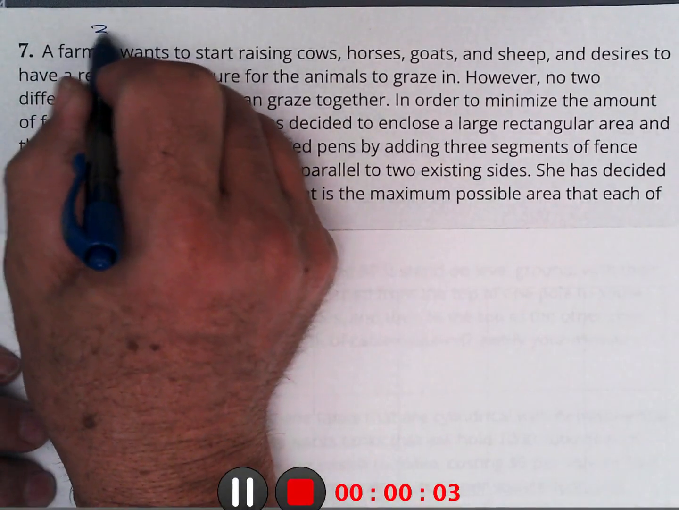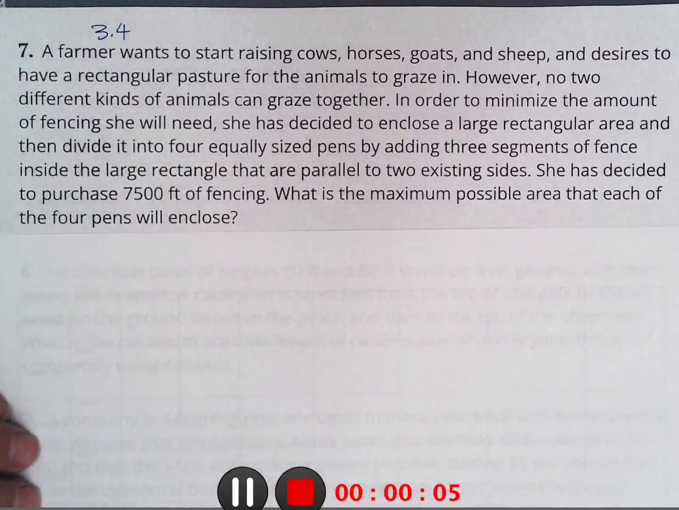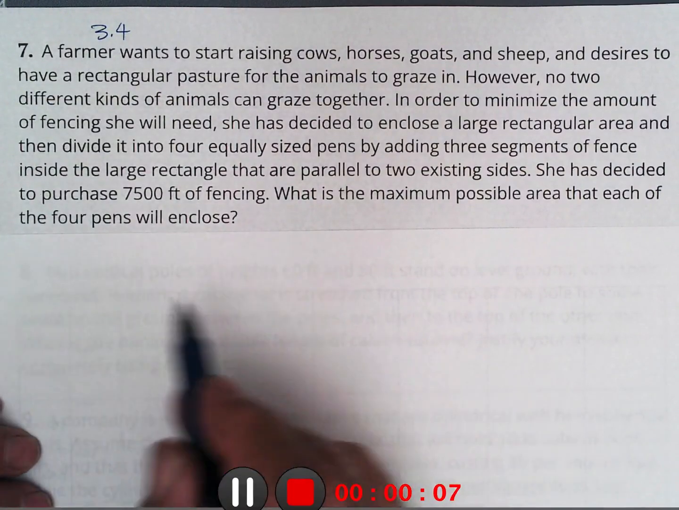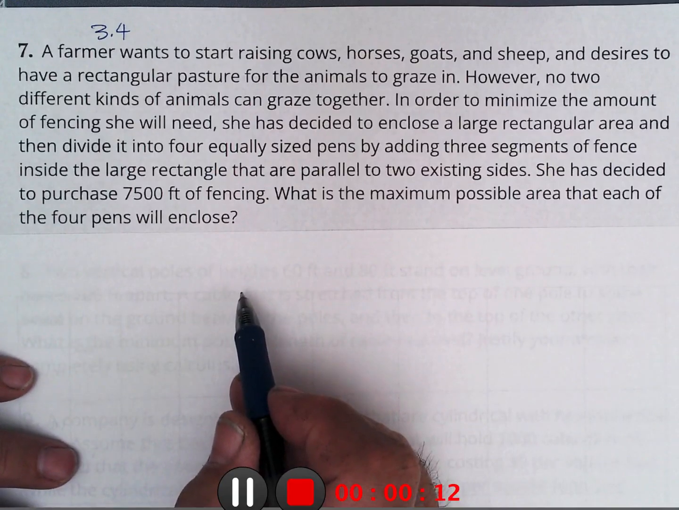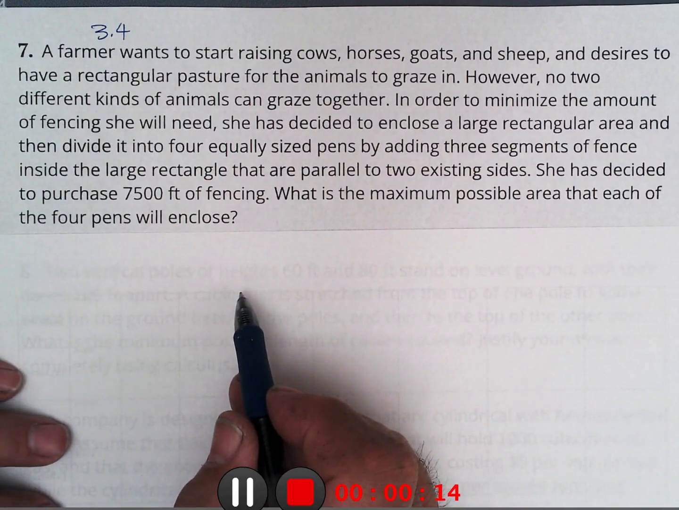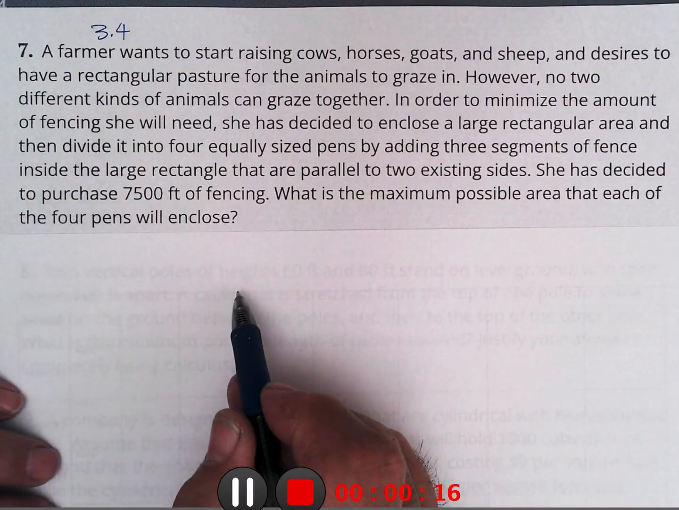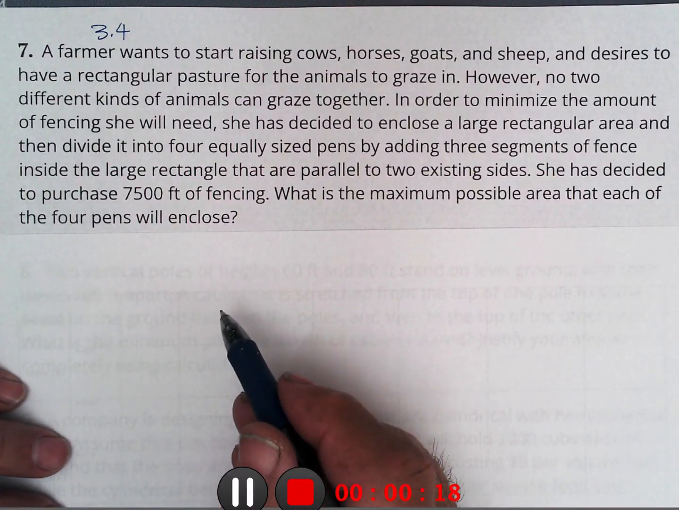3.4, number 7. He desires to make a rectangular pasture for the animals to graze in. No two different kinds of animals, he's got 4 different kinds, can graze together. So in order to do that, he needs to use some amount of fencing.